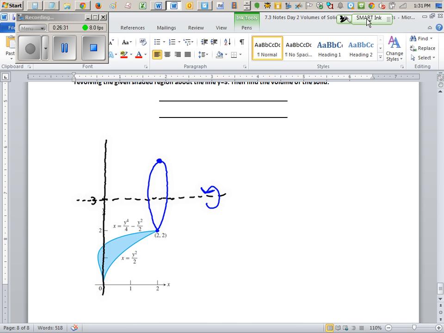Here's another loop-de-doo over here. Oops, I was going to do loop-de-doos in blue. So this loop-de-doo is going to be like this. And this loop-de-doo is going to be the biggest one of all. This point is going to rotate all the way up to y equals 6. So it's going to look something like this.